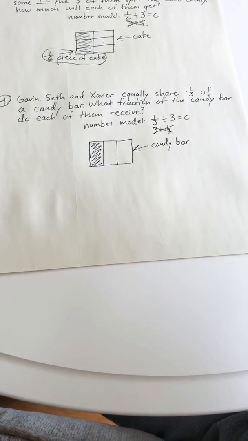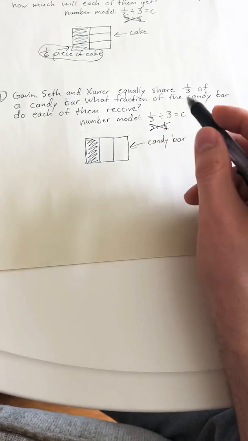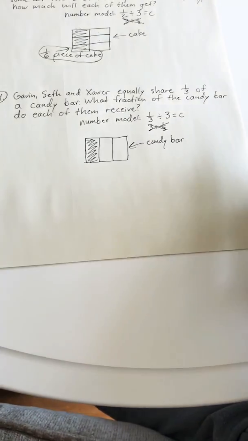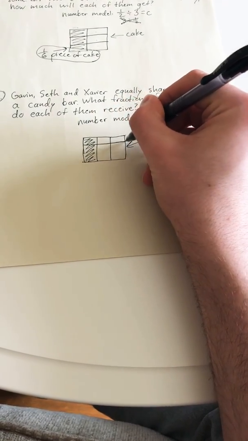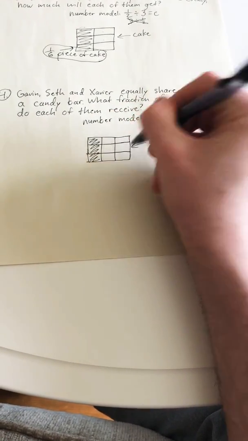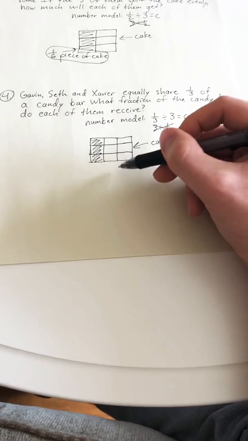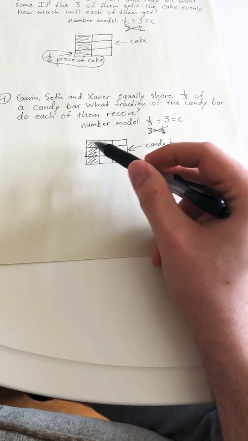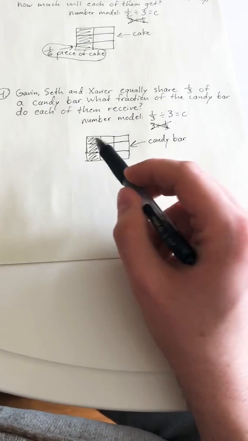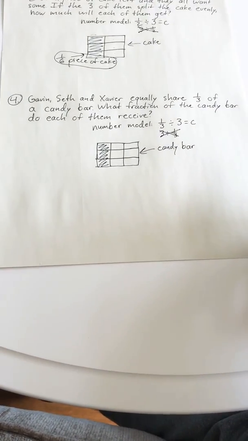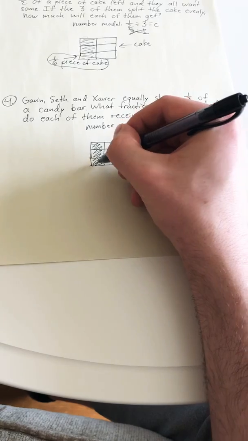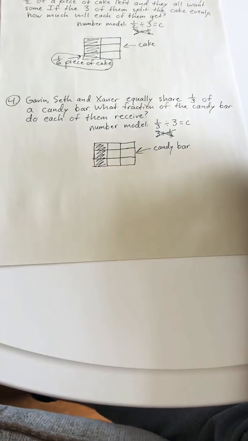All right, so in this case, there are 3 friends that are sharing this, so I'm going to divide horizontally into 3 rows. I should have 3 columns to start with because I had a third of a candy bar, and I divide into 3 rows because there are 3 friends sharing. Now I have 3 separate parts for each of the friends to take.